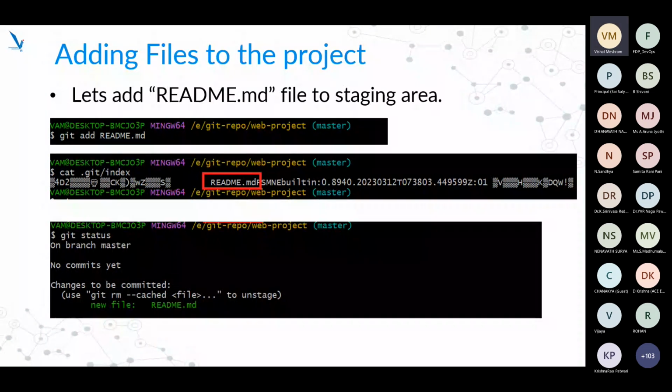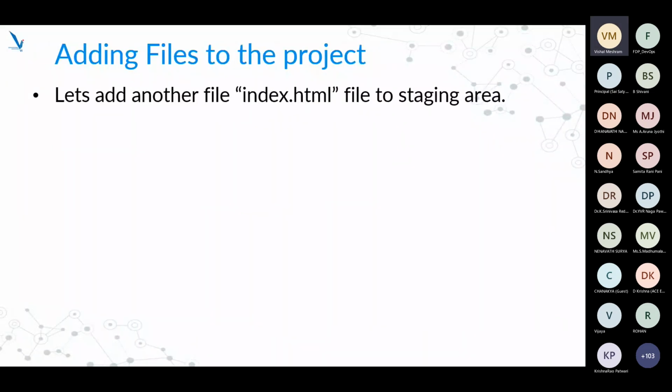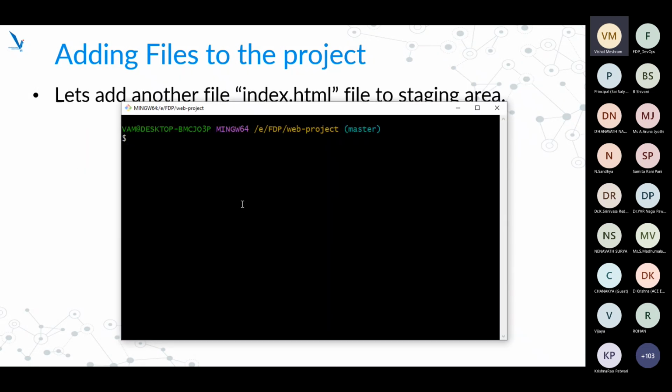Okay, so we have completed this part also. Then adding files to the project. Now let's do one thing. Let's create. So if I say ls, there is only one readme file here. Okay, now let's create another file called the index.html file.